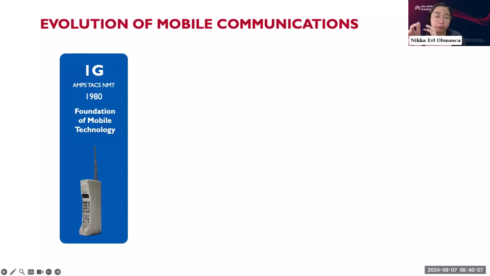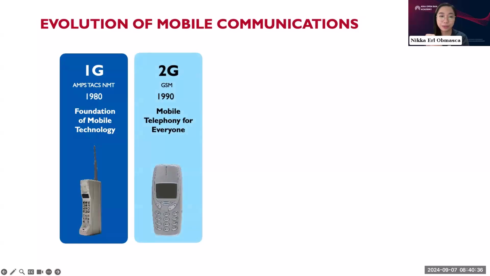So these first generation of phone technology are using AMPS, TACS, and NMT, or AMPS as Advanced Mobile Phone System, TACS Total Access Communication System, NMT Nordic Mobile Telephone System. So these are older mobile phone systems that the first generation of mobile technology are using.